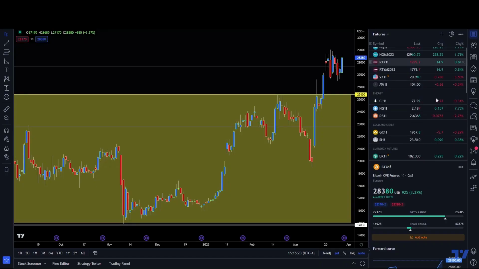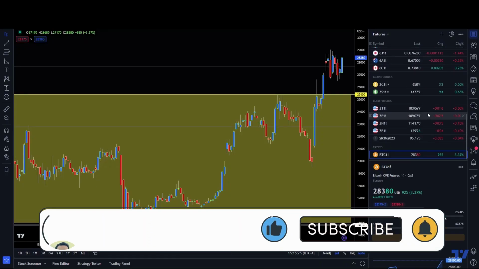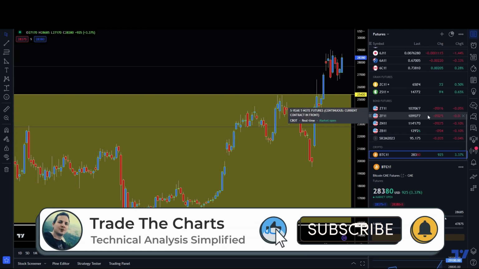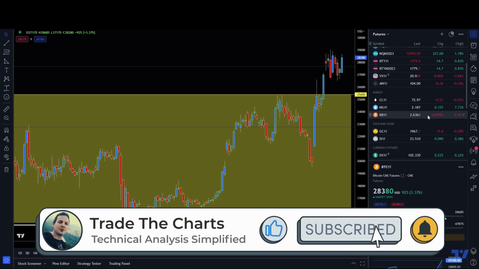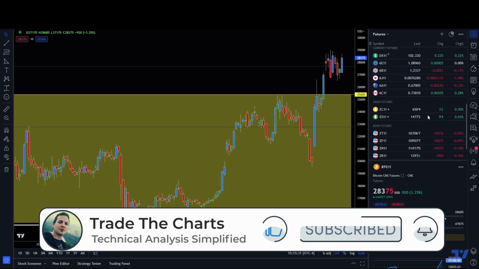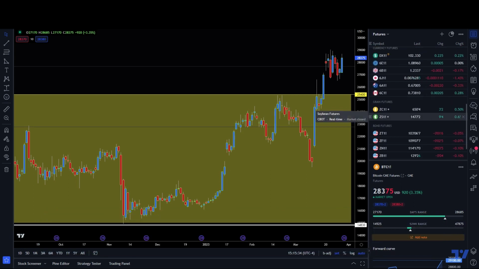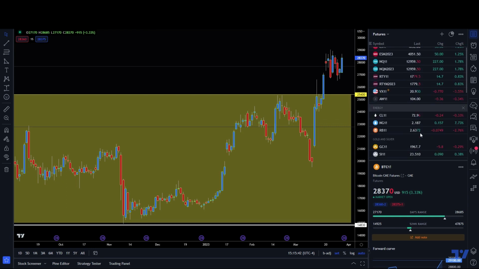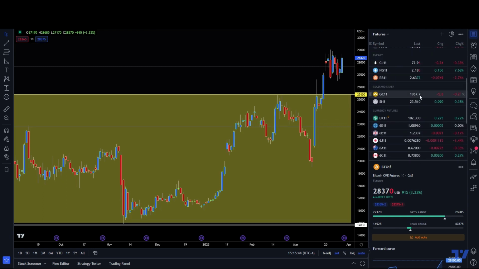Okay, so triangles, what are they and how to trade them, right? Basically, the triangle is known as a consolidation pattern, or it can also be a breakout pattern. Let me give you an example.